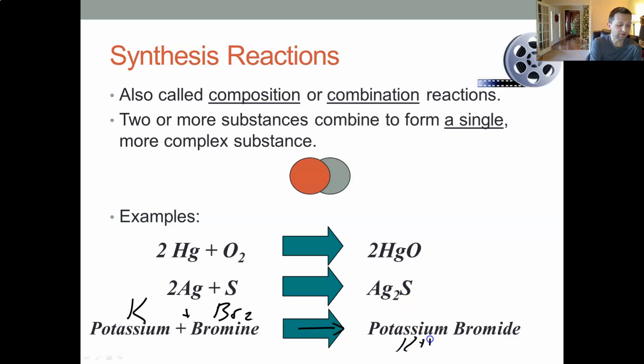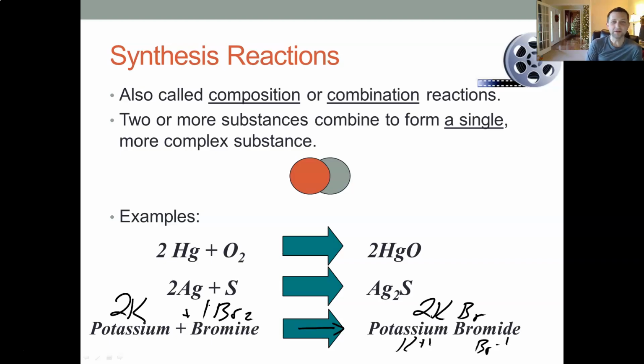Potassium is K plus 1. Bromide is Br minus 1. So we have KBr as our formula here. Now we need to balance this because we have 2 bromines on the left and 1 on the right. So we balance it by putting a 2 there, 2 here, 1 here. So 2K plus Br2 yields 2 KBr.